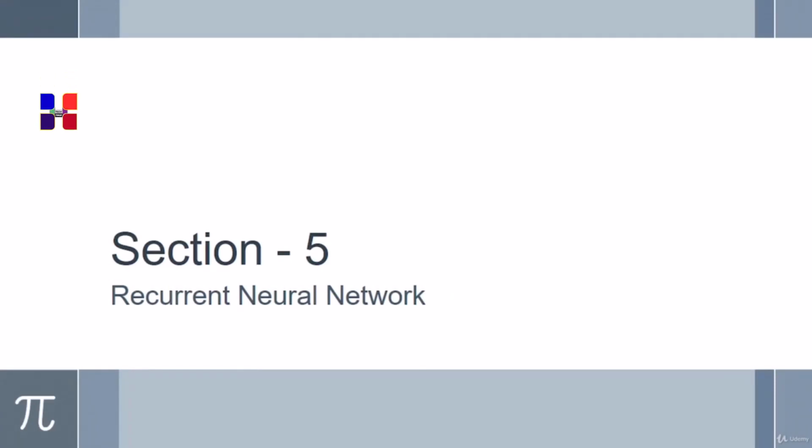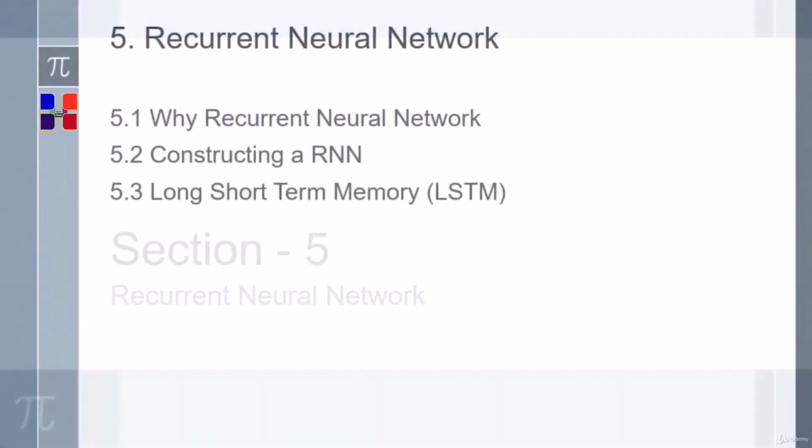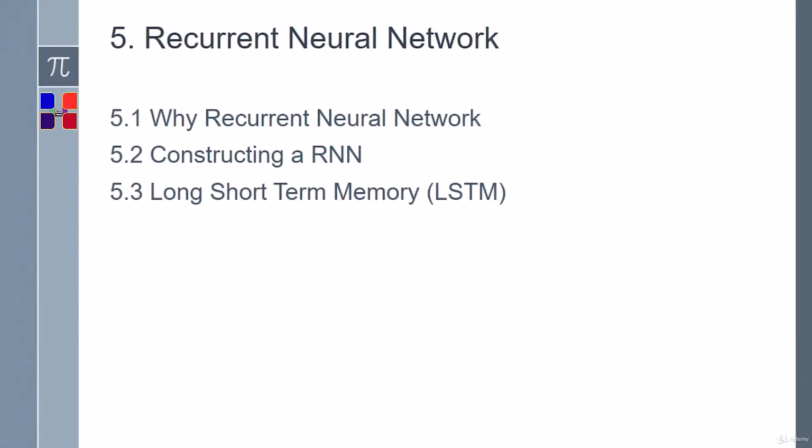In the previous session we saw some applications in image processing, and this session again will talk about a specific type of neural network known as recurrent neural network. And we'll try to understand why we need this different variety of neural network. We'll try to construct a neural network, and then there is a concept, especially in case of RNN, or short form of recurrent neural network, known as long short-term memory. So we'll talk briefly about that.